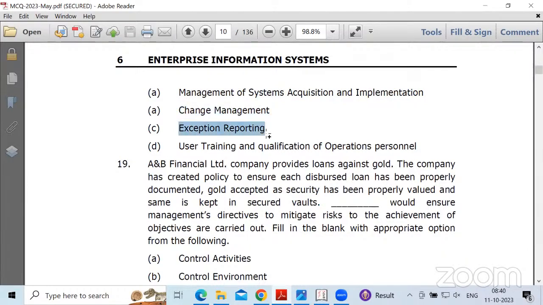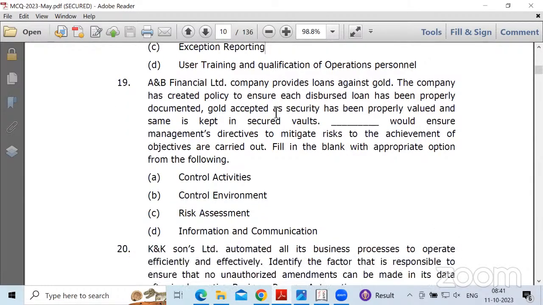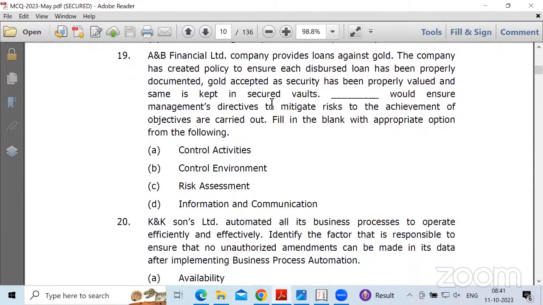Exception reporting, it is specific to a particular process. Then user training and qualification, it is common to all. So thereby, exception reporting will be the correct answer because it is applicable for the specific softwares.